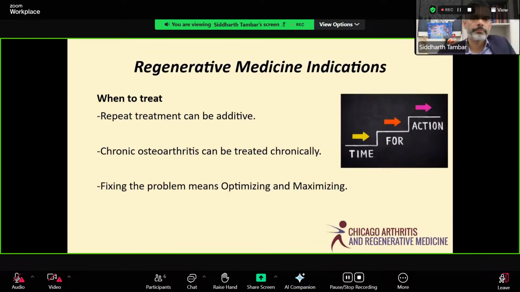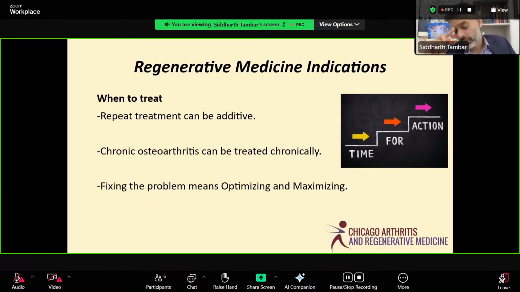Other things to know about treatment: repetitive treatment can be added. What do I mean? There's a stair-step effect. Generally speaking, what happens after regen med treatment is that there's short-term a bit of inflammation, you're noticing improvement, and then at some point you'll start to plateau. And if you do a second treatment, you're now building off that higher plateau level, in which case now you're stair-stepping to the next level.